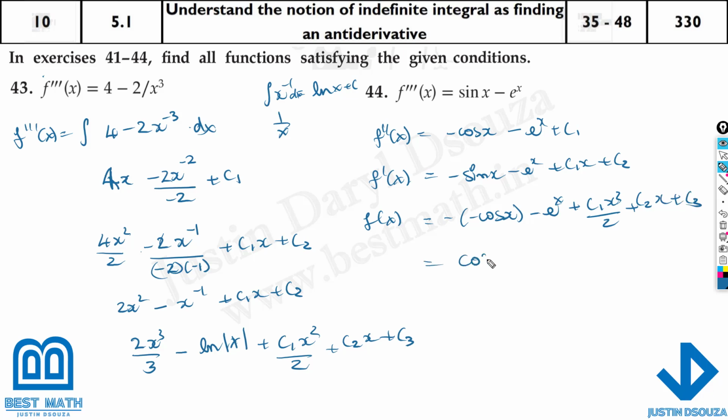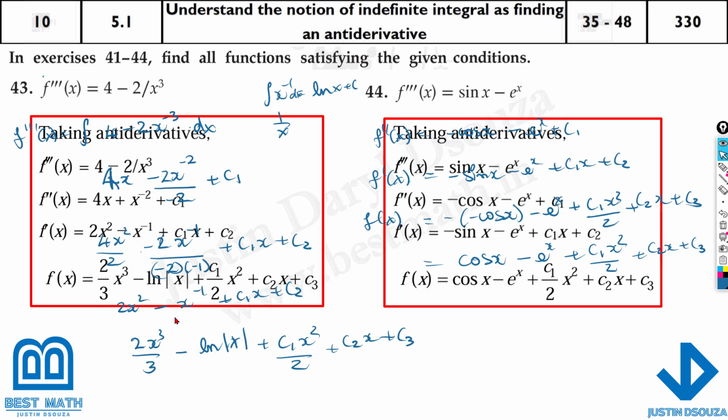Now the final answer would be cosine x, because minus and minus will be plus e to the power x, plus c1x squared by 2 plus c2x plus c3. That is the answer. So here we go. The answer is minus ln. This is ln or natural logarithm. You can call it anything.